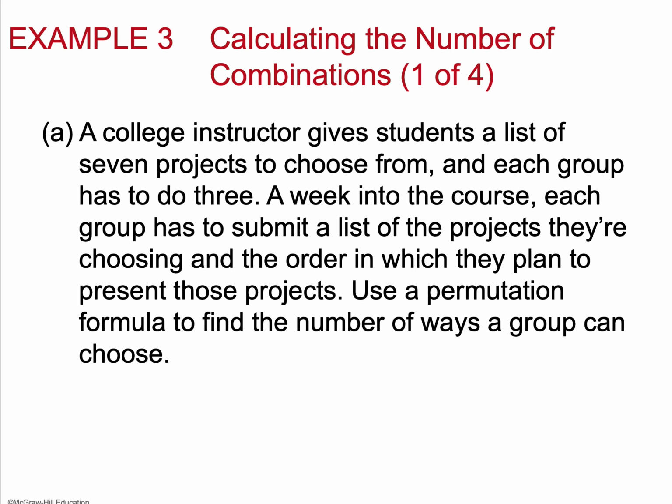Let's look at an actual example of the problem. So this time we're going to do a combination. A college instructor gives students 7 projects to choose from. Obviously, order doesn't matter because they don't have to do the projects in a specific order from the problem. A week into the course, each group has to submit the list of projects they're choosing and the order in which they plan to present those projects. They are picking the order, not the professor. Therefore, order does not matter. Use a permutation formula to find the number of ways the group can choose.